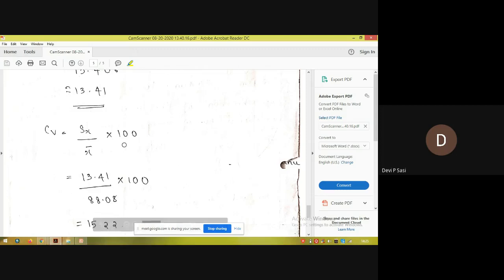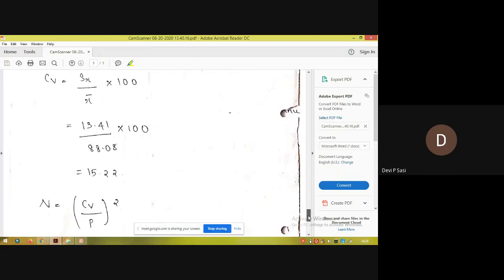Either you write it as Sx by x bar. Okay. In that case, you have to substitute it in percentage. But if you are following Sx by x bar into 100, let us proceed like this itself. Cv is equal to Sx by x bar into 100. So Sx, what did we get? 13.41 divided by x bar, which is 88.08, into 100. So Cv is equal to 15.22.